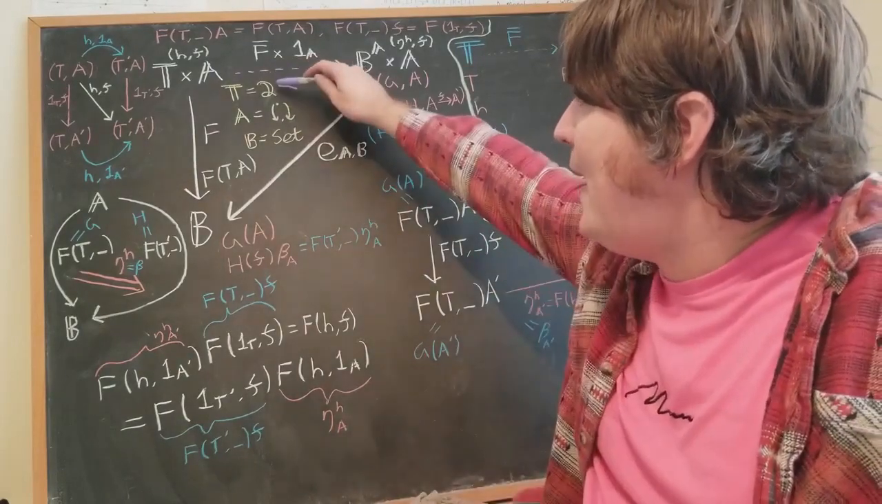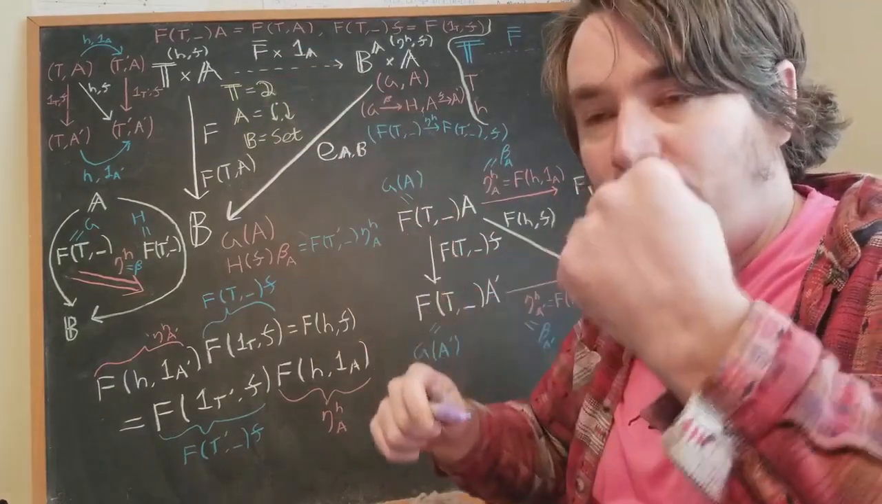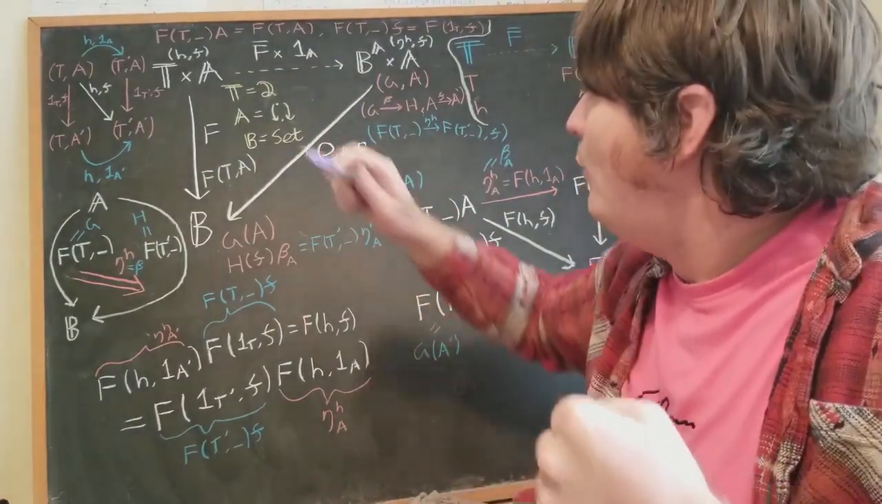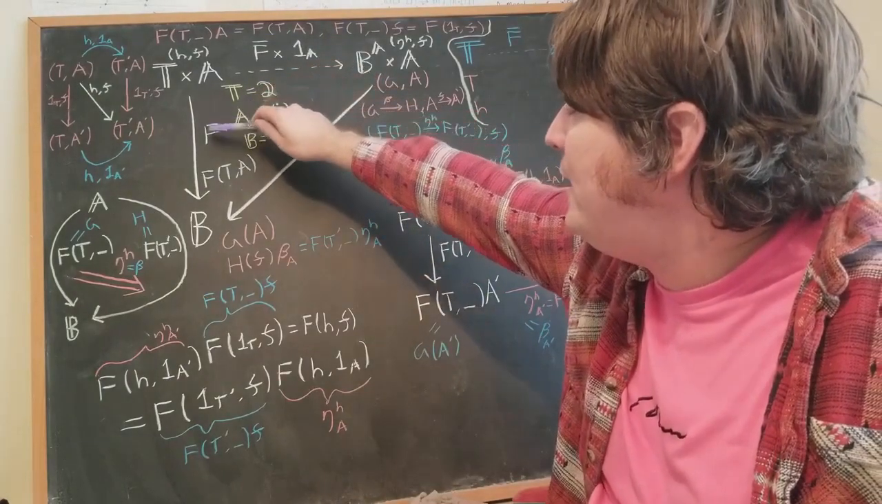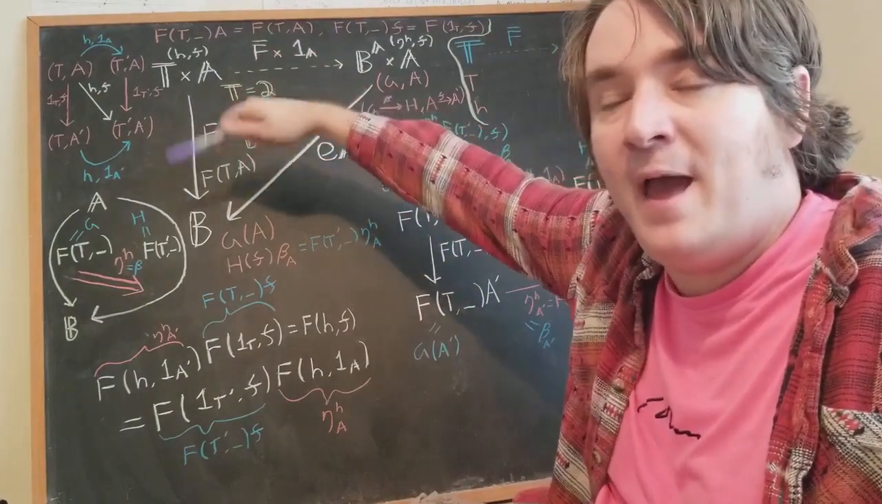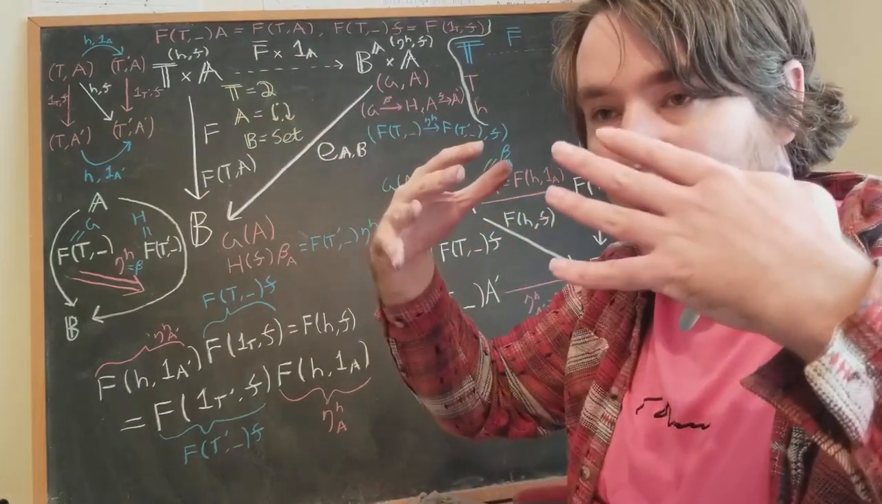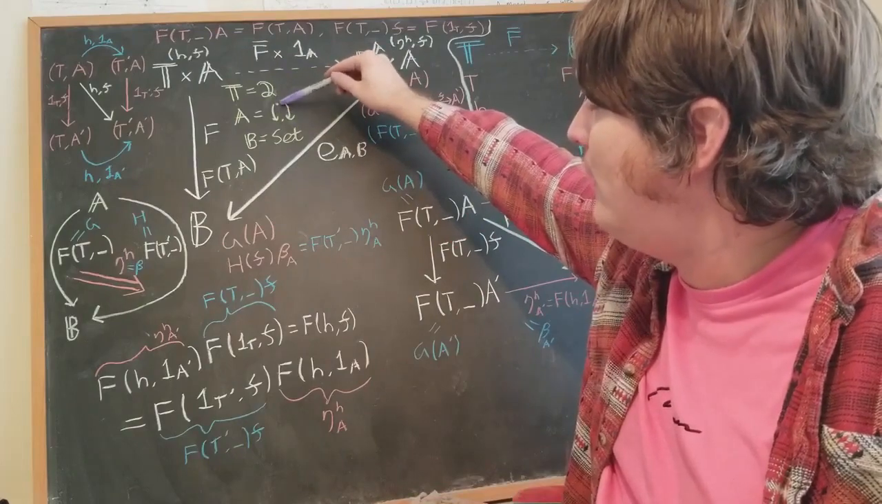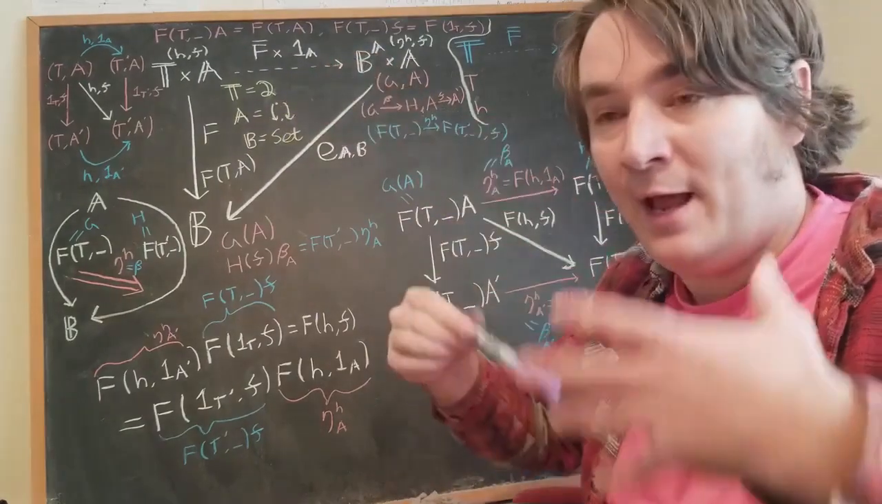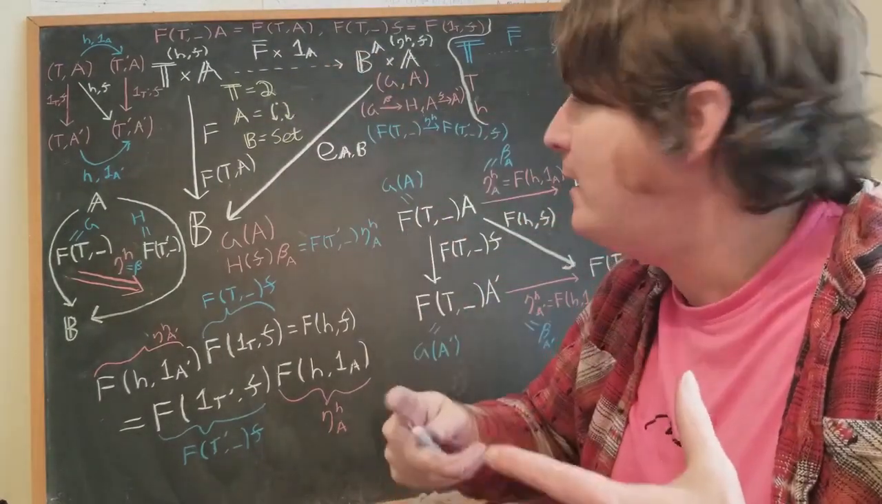I mean, T here has two objects, okay? So if we fix one of those objects, we get a copy of A, and we can think about how F works on that copy of A. And then we're just going to have a functor from this category of two parallel arrows to Set. So that's going to be a graph, okay?